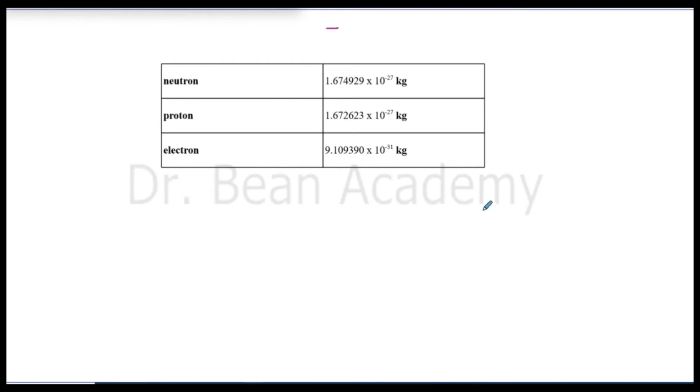So that animation was a bit random, so let's talk in more detail. The atomic number, which is usually represented with Z, is the number of protons in the nucleus, and this is the identification of the element. So if the number of protons in the nucleus is 1, it is hydrogen. If the number of protons in the nucleus is 2, it is helium, and this is how you identify. So this is Z, the number of protons in the nucleus.